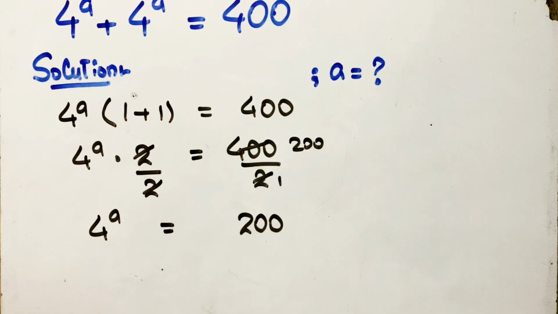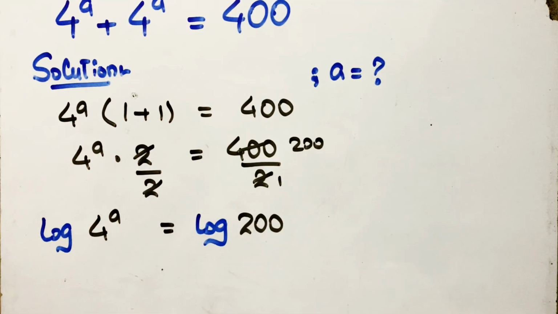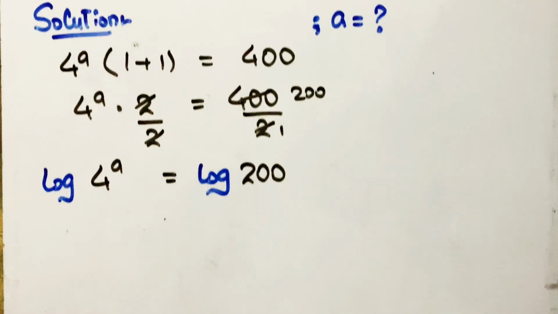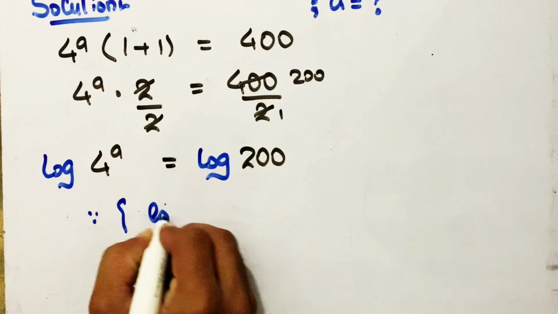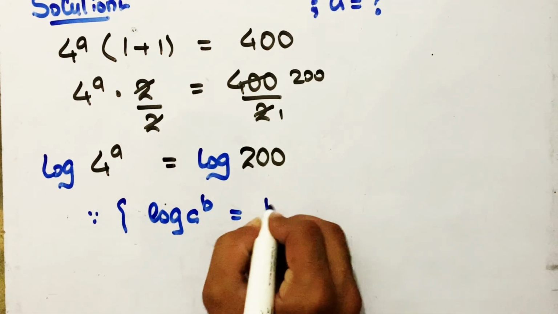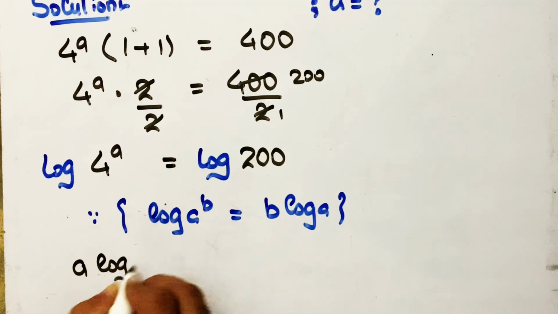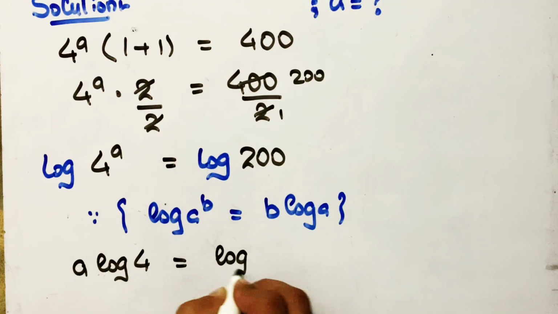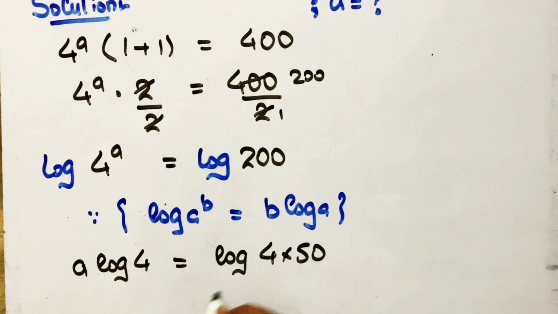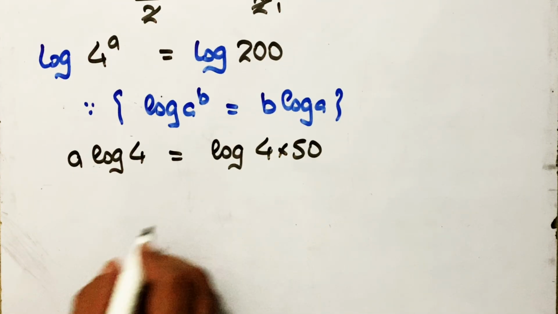If I take log on both sides, I'm using the power rule: log of a to the power of b equals b log of a. This means a log of 4 equals log of 200, which becomes log of 4 into 50.